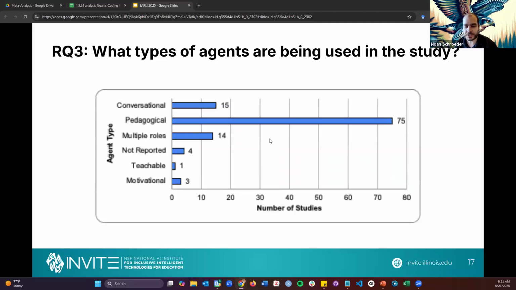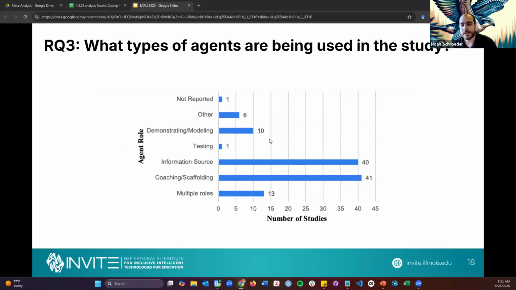In terms of what types of agents are being used, we categorized this based on what type of agent the authors claimed their agent was. As you can see, the vast majority claim they were pedagogical agents. We were curious about this because conversational agents foundationally are designed a little bit differently than pedagogical agents, but conversational agents can still be used as pedagogical agents. So we were really curious as to the overlap.